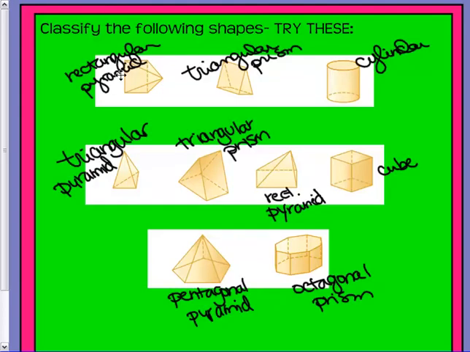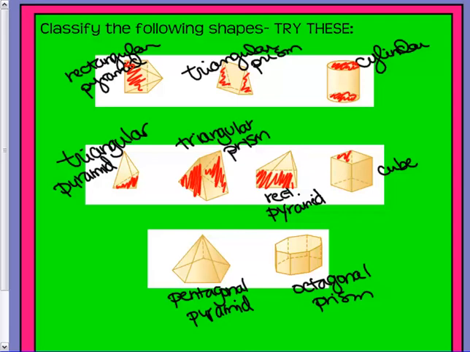Okay, so when we classify these, the rectangular pyramid has a base that's a rectangle right here. The triangular prism has 2 bases, one right here, each a triangle. The cylinder has 2 circular bases, one right here and one right here. The triangular pyramid has 1 base that's a triangle. The triangular prism has 2 bases that are triangles. The rectangular pyramid has a rectangular base and only one.